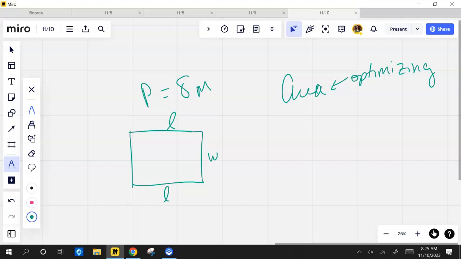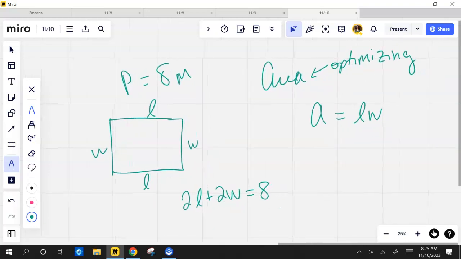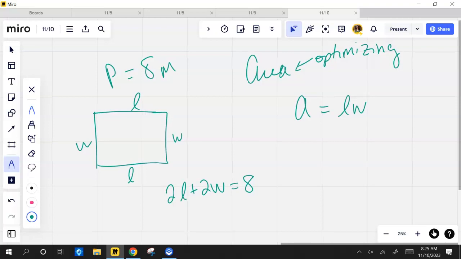Length, width, length, width. So 2L plus 2W equals 8. Area equals length times width. So at some point, as we go through this, I'm assuming we will find that length equals width somewhere to know that it's a square, but let's see. I know that we need to solve this for one of the variables, right?